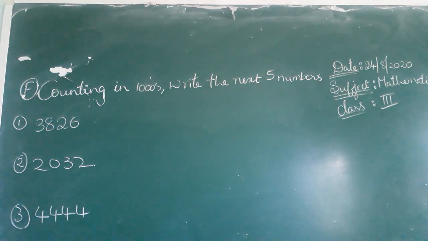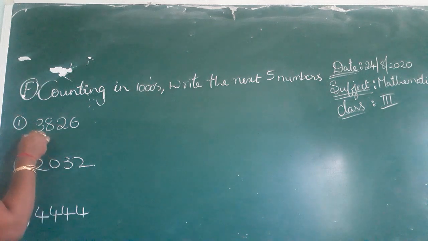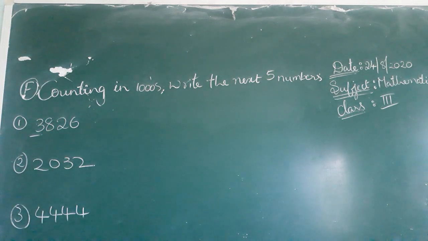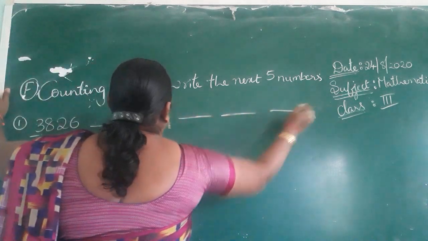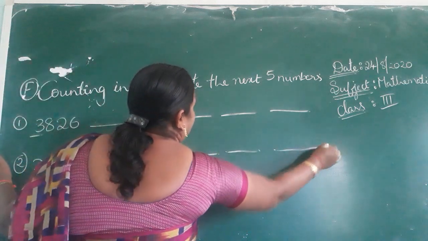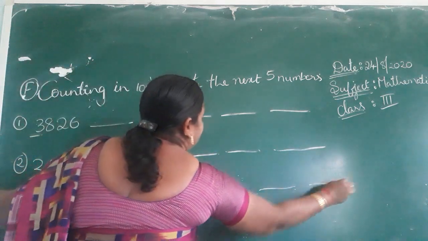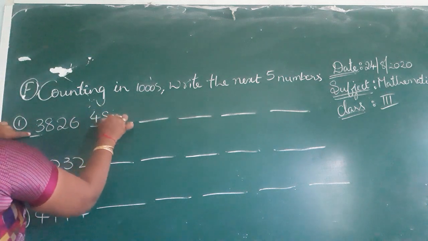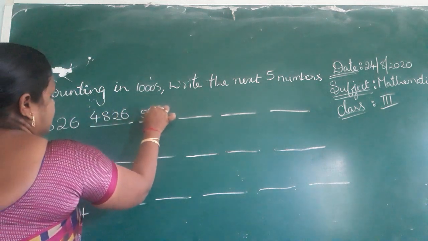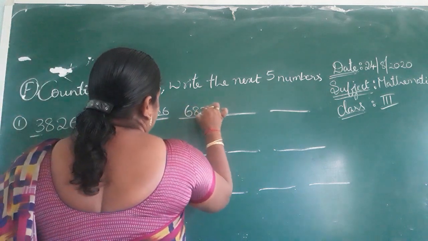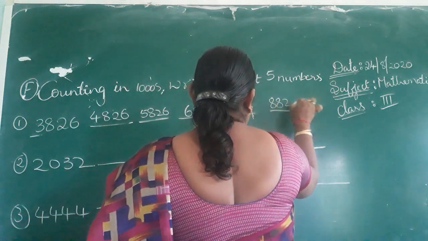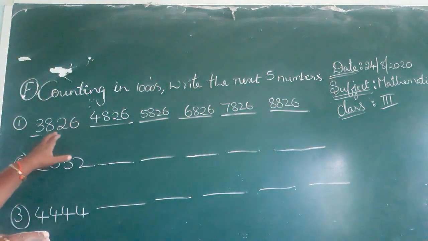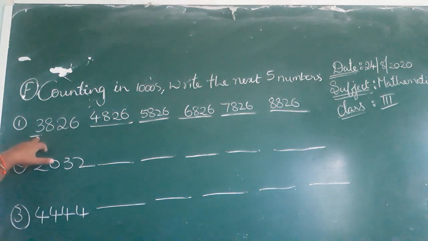What does the question ask you to do? They ask us to count in thousands. So the value may change at the thousands place. 3000, after that what will you get, children? 4000. So 4826, 5826, 6826, 7826, 8826. We changed the value only at the 1000 place.